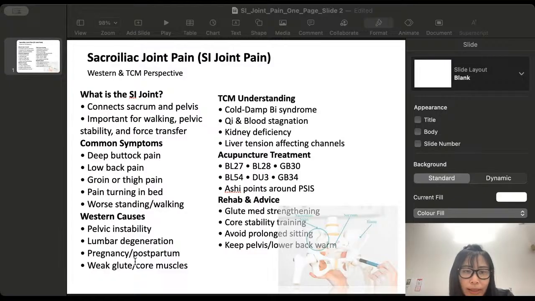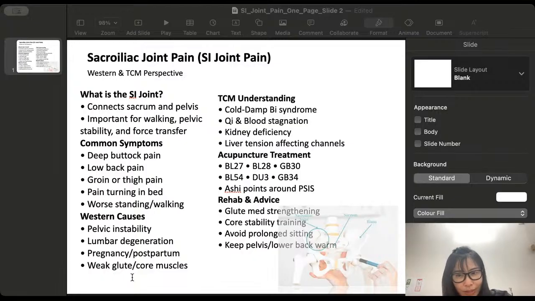Another major cause is lumbar spine compensation. This is very common. Patients may already have lumbar 4, lumbar 5 degeneration, disc bulges, spinal instability. The body then compensates by making the muscles tighter, shifting the pelvic mechanics, and overloading the SI joint. So eventually, the SI joint becomes painful too.